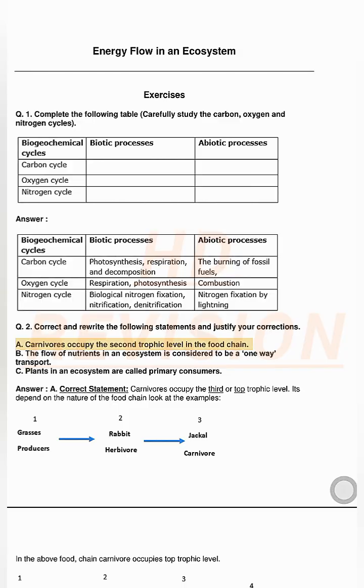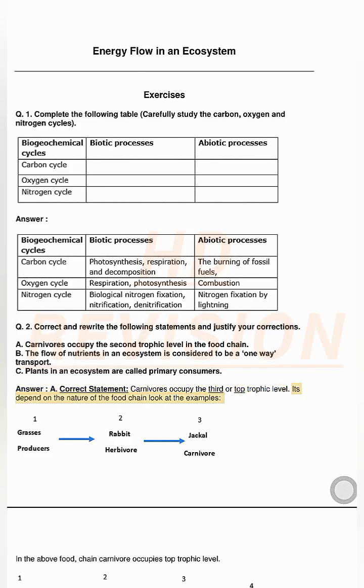A. Carnivores occupy the second trophic level in the food chain. B. The flow of nutrients in an ecosystem is considered to be a one-way transport. C. Plants in an ecosystem are called primary consumers. Answer. A. Correct statement. Carnivores occupy the third or top trophic level.